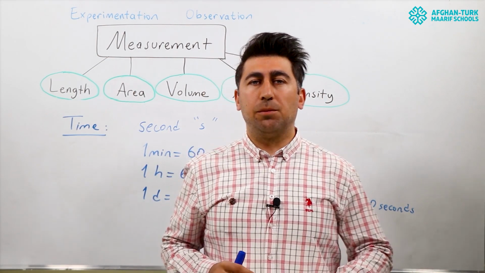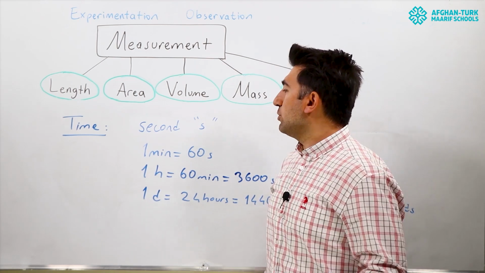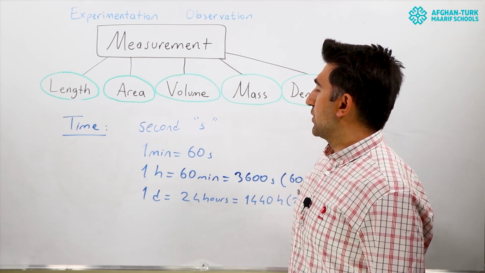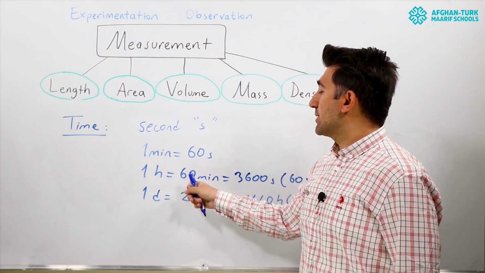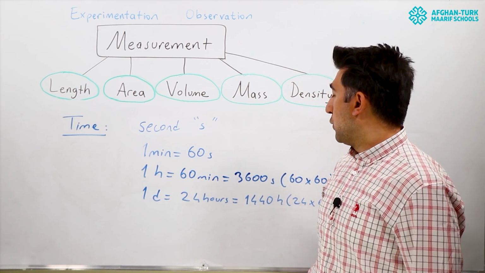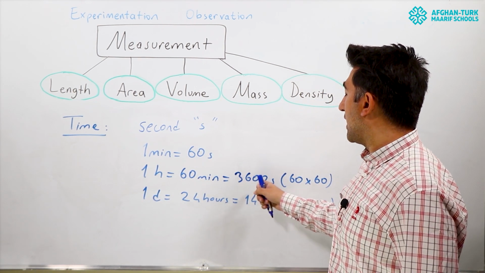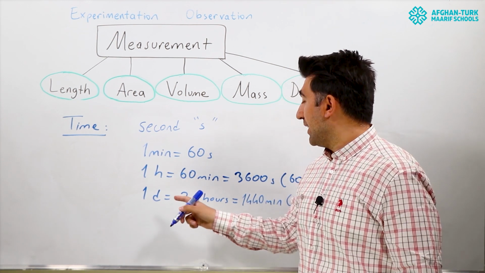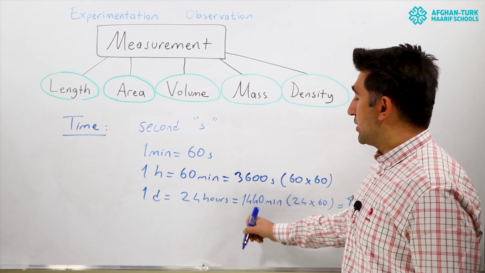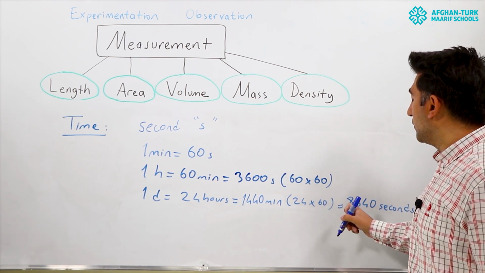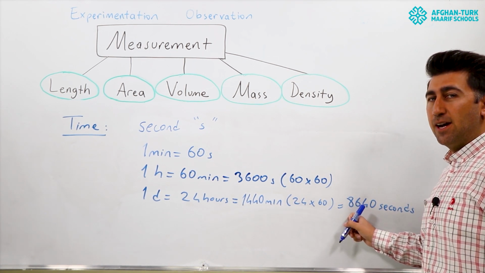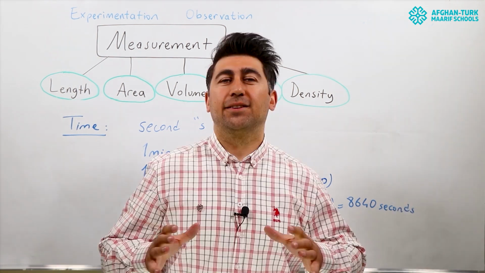I also want to talk about time a little bit. The SI unit of time is second. For example, in 1 minute there is 60 seconds. In 1 hour there is 60 minutes, which is also 3,600 seconds. In 1 day, 24 hours, which is equal to 1,440 minutes, and that's equal to 8,640 seconds.